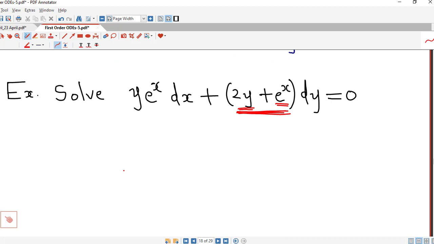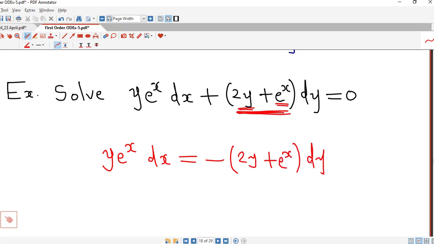Now I can check for linearity. Suppose I want to check whether it is linear or not, then first I have to find out what dy/dx is. So I can rewrite this as dy.